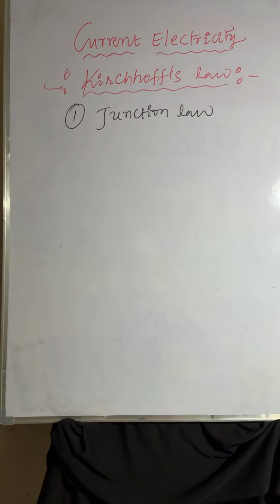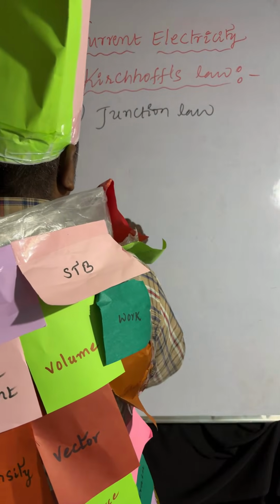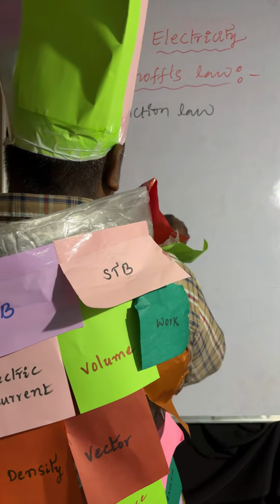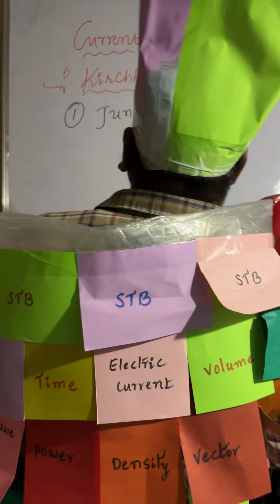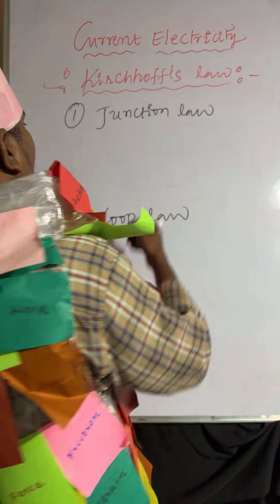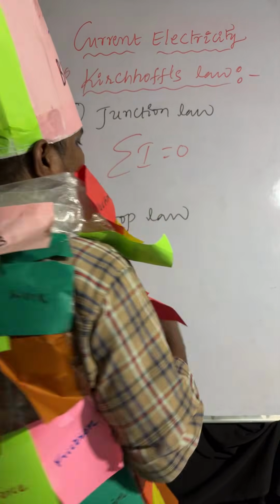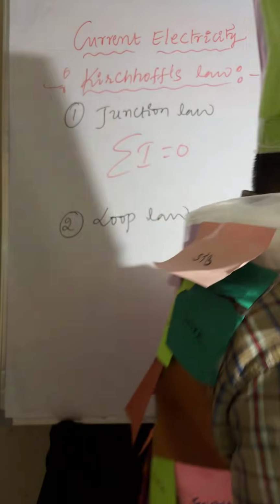So there are 2 laws, one is junction law, another one is loop law. Junction law is nothing but the algebraic sum of all the currents meeting at a junction equals 0.